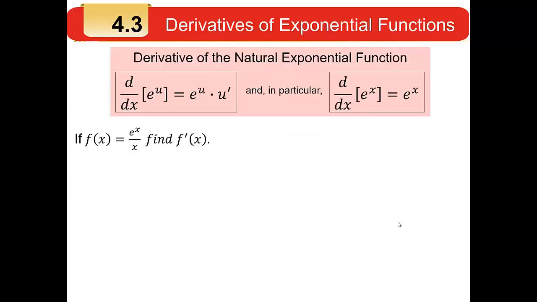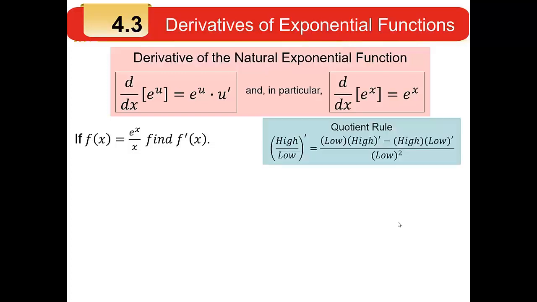What if f of x is equal to e to the x divided by x, and we want to find the derivative f prime of x? Well, this time you have an exponential in the numerator, but basically this is a quotient rule. So remember, the quotient rule, the way I think of it, is high over low.